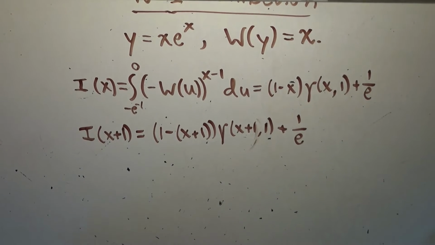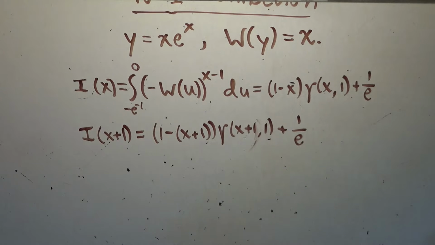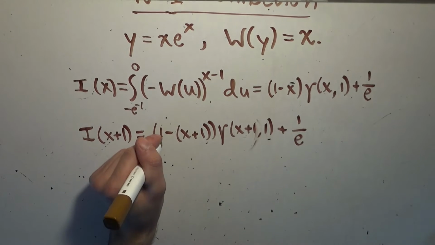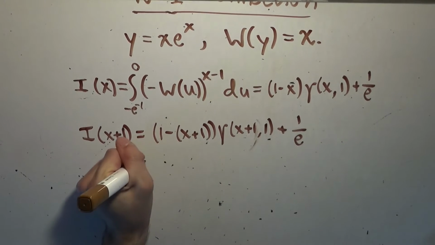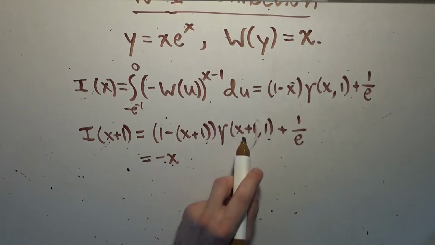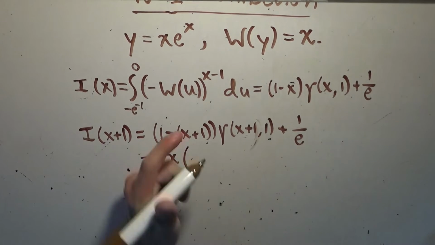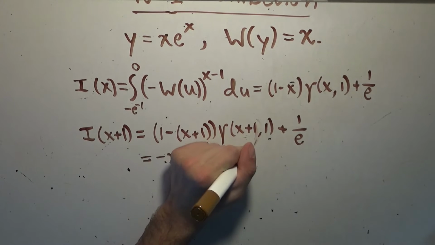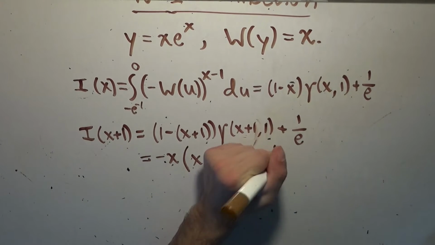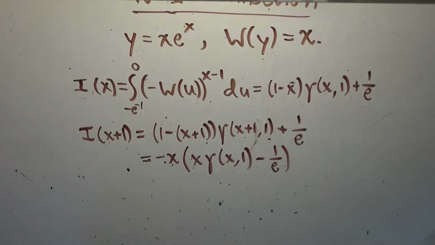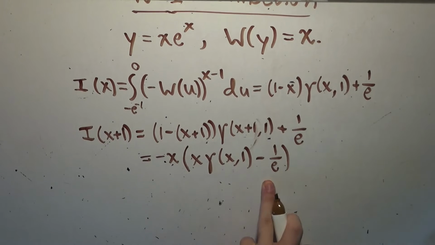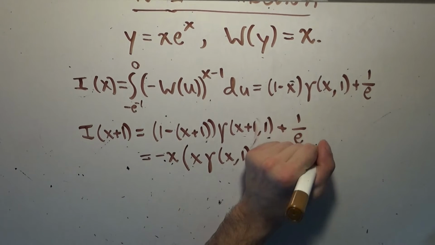And now we're going to try to manipulate this expression into something in terms of I of x, which was just 1 minus x times little gamma of x comma 1 plus 1 over e. First let's simplify this. We get 1 minus x minus 1, so that's just negative x. But we also have gamma of x plus 1 comma 1 here, so we can break this down using the recursion formula for the lower incomplete gamma function. That comes out to x times gamma of x comma 1 minus 1 over e. If you don't understand why, go back to my previous video on this subject, where I show that this is the case using integration by parts. And then we have this plus 1 over e on the outside.